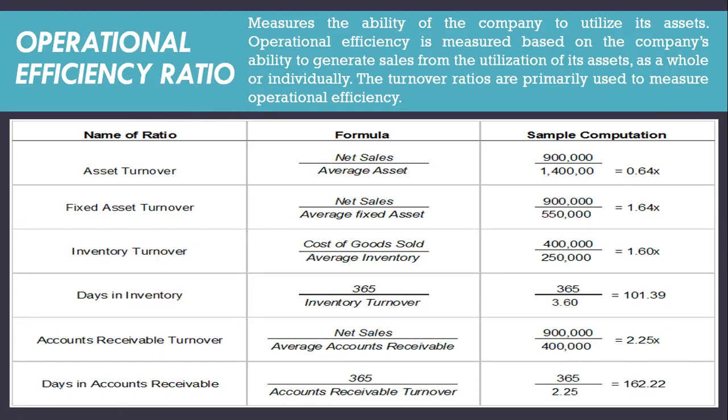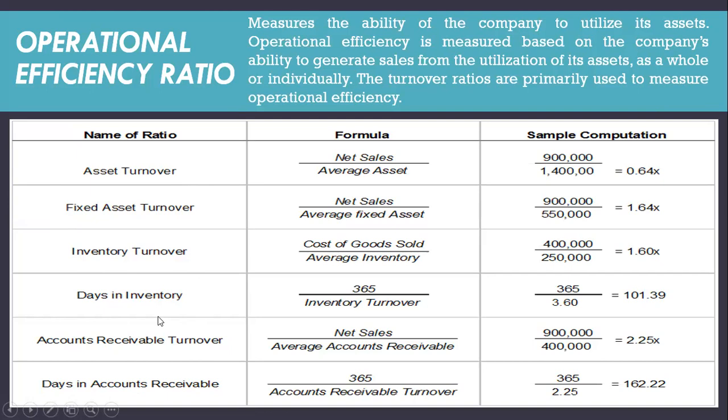So, paano ba natin madedetermine? Ito po yung different financial analysis para ma-determine talaga natin kung nag-i-increase ang ating cash or yung ating assets. Okay? So, asset turnover, fixed asset turnover, inventory turnover, days in inventory, accounts receivable turnover, and days in accounts receivable. Ito po yung under sa operational efficiency ratio. Pakitandaan nyo na lang po para hindi kayo ma-confuse. Ito po ang ating operating activities.